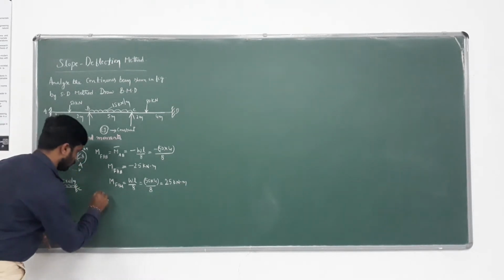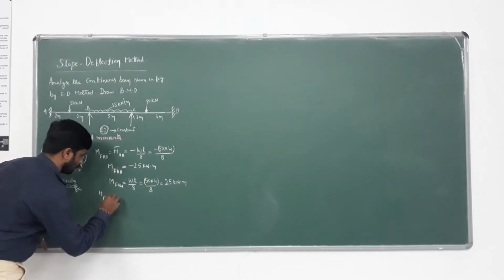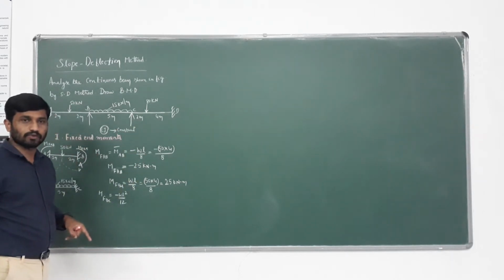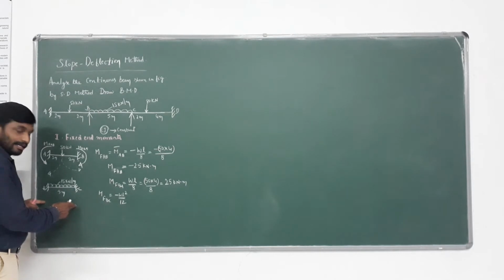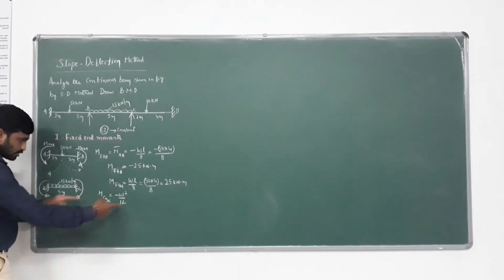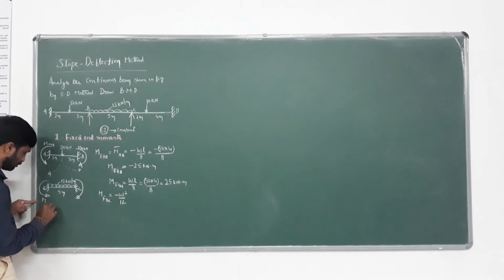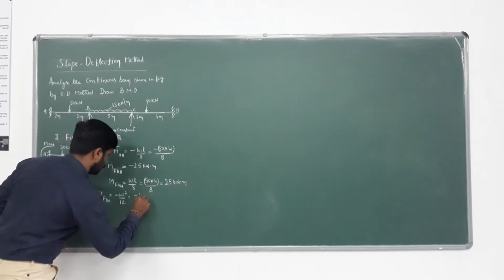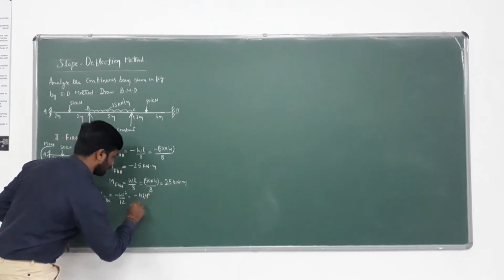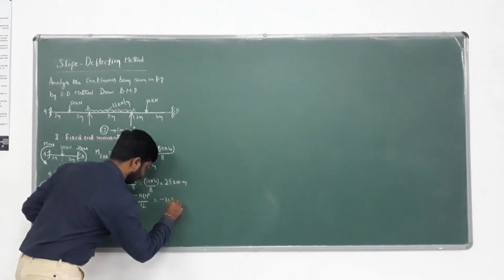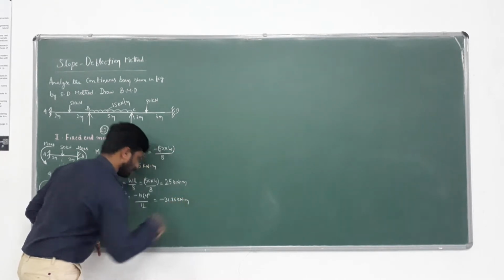So MFBC equals minus WL square by 12. UDL carrying W intensity, fixed. Here the resisting moment is anti-clockwise, and here it is clockwise. That's why for the anti-clockwise, MFBC is minus WL square by 12. Minus 15 into L square, that is 5 square, by 12. Minus 31.25 kilonewton meter.